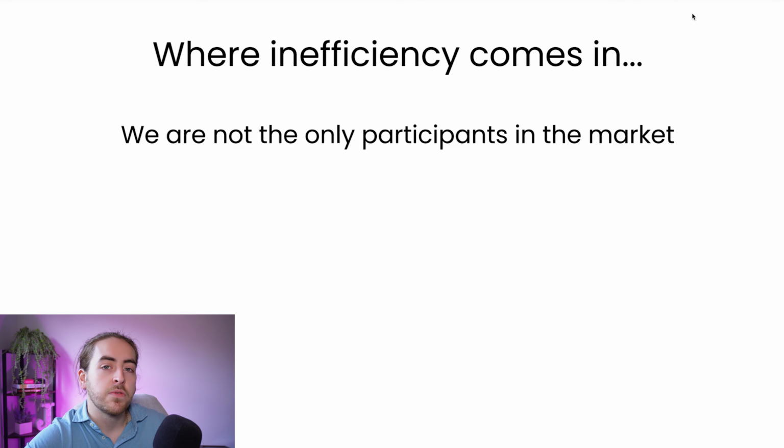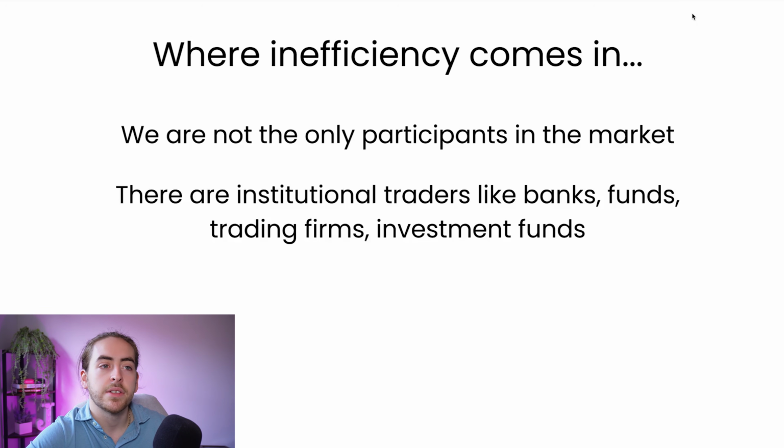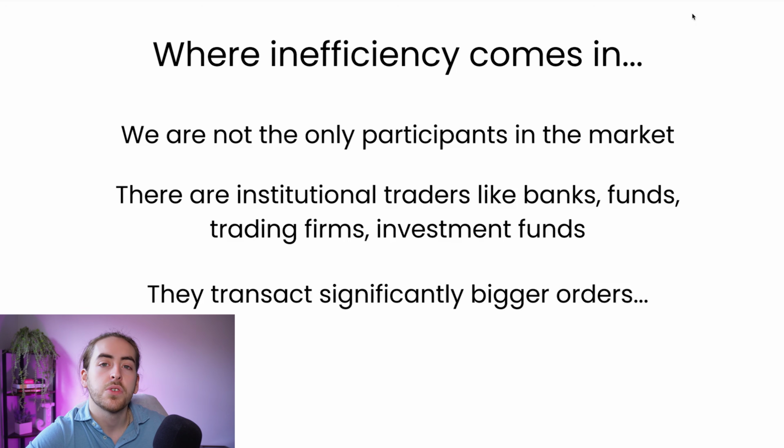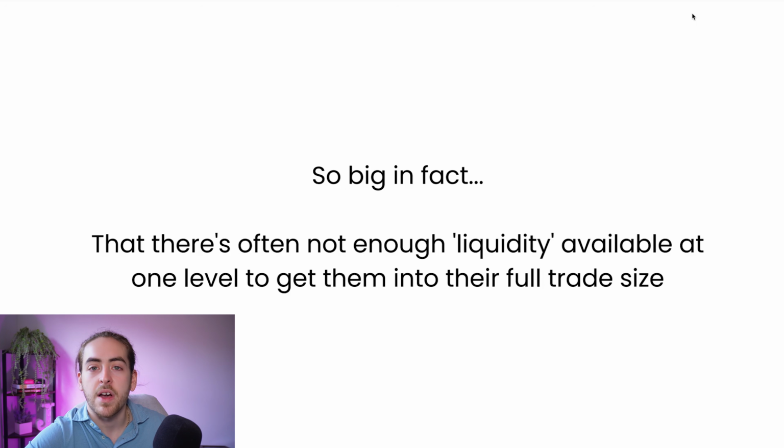However, there is some confusion that kicks into the market and some inefficiency that comes in due to the fact that we are not the only participants in the market. There are institutional traders like banks, funds, trading firms, and investment funds, and these guys have a lot more money than us. They are trading with significantly larger amounts of capital, which means they place significantly larger orders. Orders that are so big, in fact, that there's often not enough liquidity available at one level to get them into their full-size trade. And that can actually lead to bad pricing for these institutional participants when they enter a trade.